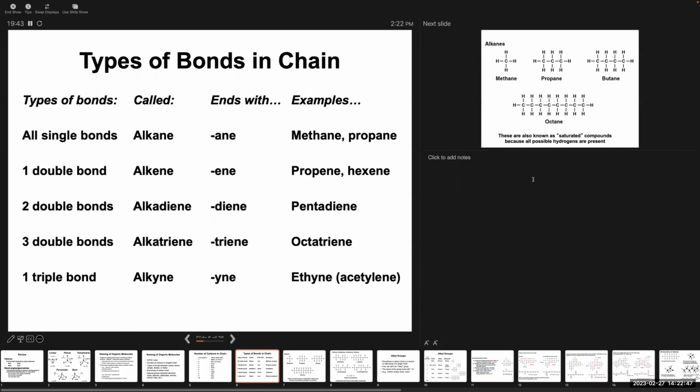And then finally, if you have a triple bond between 2 carbons, we call that kind of molecule an alkyne, and the molecule name would end in YNE. So ethyne would be a 2-carbon chain where the 2 carbons are bonded to one another by a triple bond. Remember that acet is sometimes a substitute for eth, so this is also known as acetylene, which is the gas they use for cutting torches, for cutting metal.